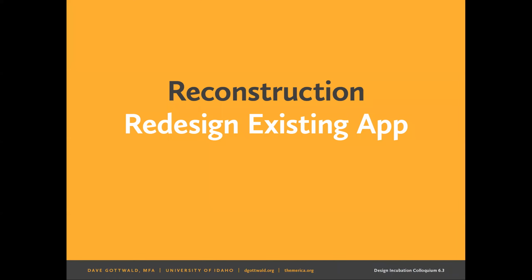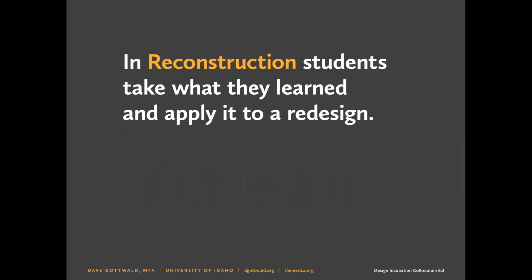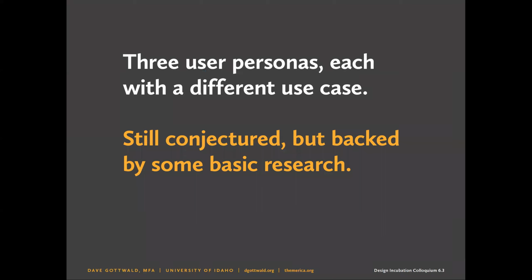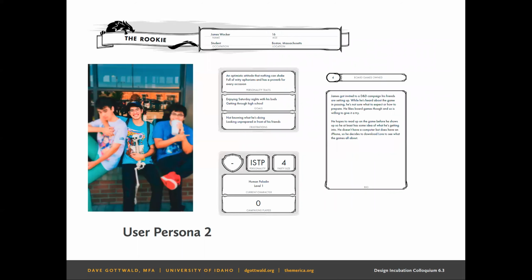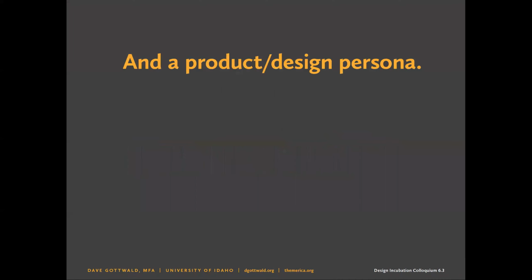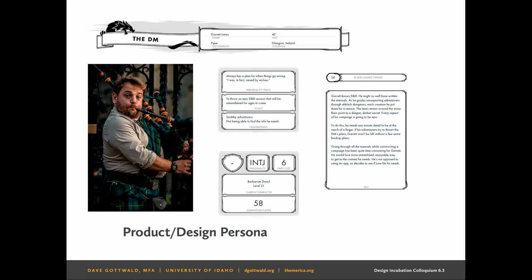The second project, second quarter of the term, is reconstruction. Students are now bringing forward what they learned in that first project, and they're going to redesign an app. So here's the Dungeons and Dragons companion app, detailed report as before. And now I have students conjecture 3 user personas based on a little bit of basic web research. So here's those 3 conjectured personas. And then they also develop a product design persona. That's an industry term for looking at the app product as an individual, as a person.